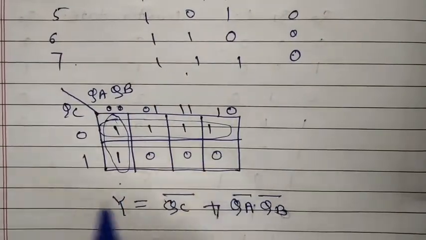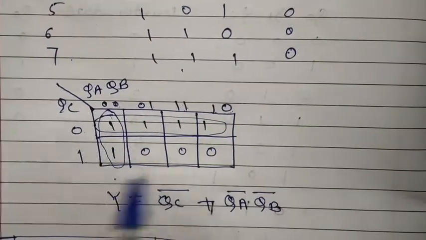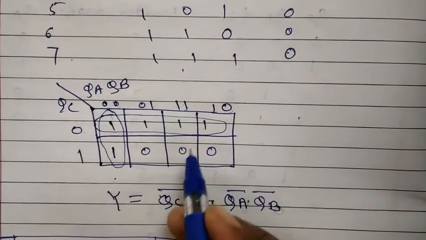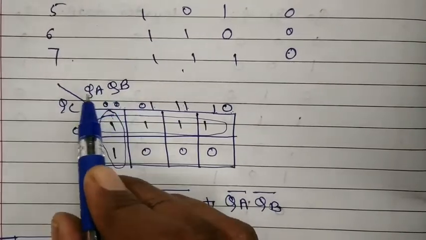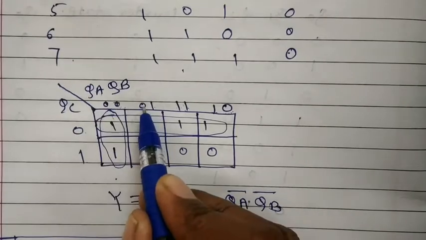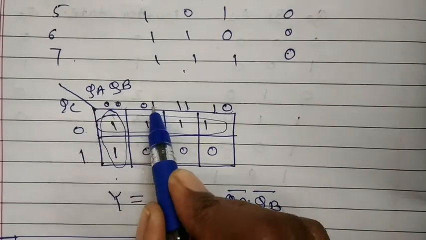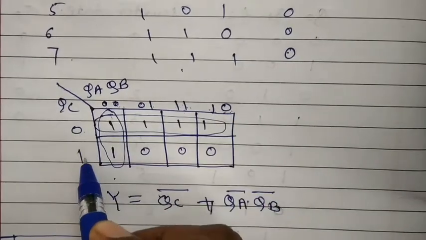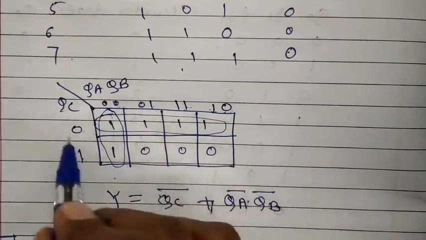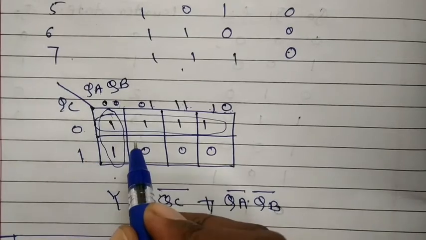See the K-map of this circuit. This is the K-map designed for the counter output QC, QA, QB. This is 0, 0, which means QA bar, QB bar. This is 0, 1 means QA bar, QB. This is QA, QB. This is QA, QB bar. Likewise, this is QC bar, QC. I have written in terms of 0 and 1.